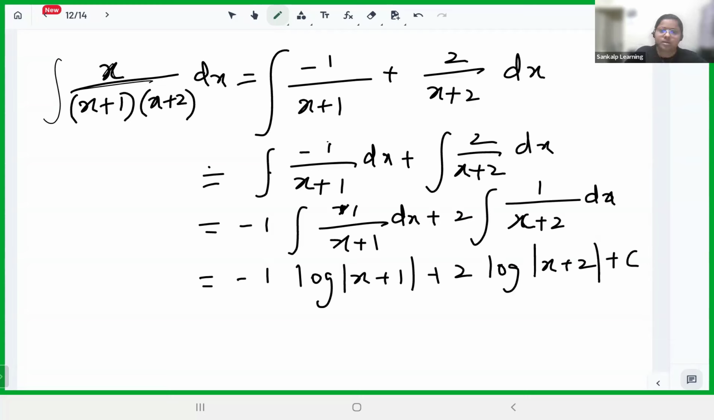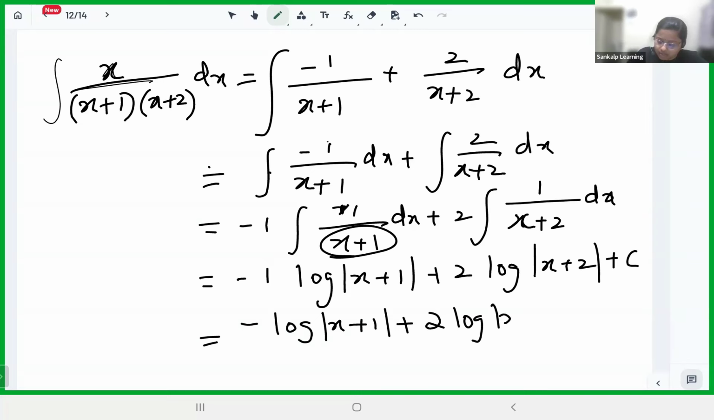log mod x plus 2. Isn't the integral of 1 by x log x? Here it is a linear polynomial in place of x, so we can directly find the integral, but you have to divide by the derivative. Here, x plus 1, the derivative is 1. So whether you divide or not doesn't matter. So this is equal to minus log modulus of x plus 1 plus 2 log modulus of x plus 2 plus c.